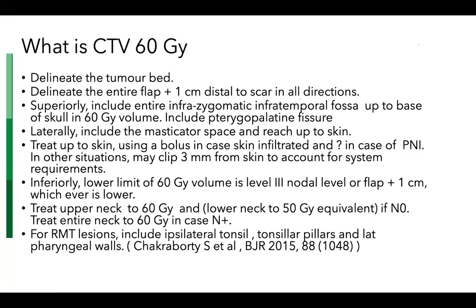However, for example, if we have a buccal lesion with a good supraomohyoid neck dissection, 16 to 18 nodes removed, then in that case, the lower neck either need not be treated or can be treated to 50 gray or equivalent. But of course, there's no doubt that if the node is positive, then the entire neck needs to be treated to 60 gray.